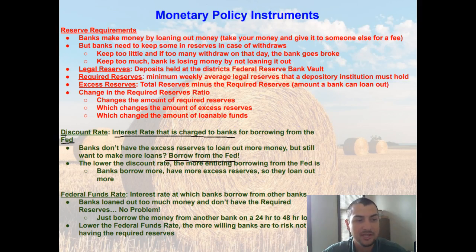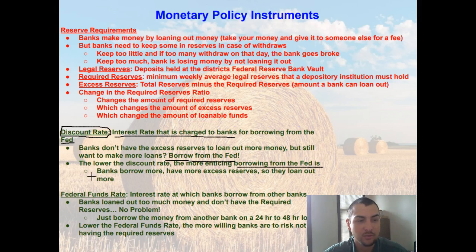So let's say, for example, that the discount rate is 1%, but then they can loan out that money at, say, 3%. They're borrowing it at 1, loaning it out at 3, making a profit of 2% in between. So the lower the discount rate, the more enticing it is to borrow from the Fed. If the discount rate was 1% and you could loan it out at 3%, why not borrow from the Fed? Why not use the Fed's money to make more money of your own?